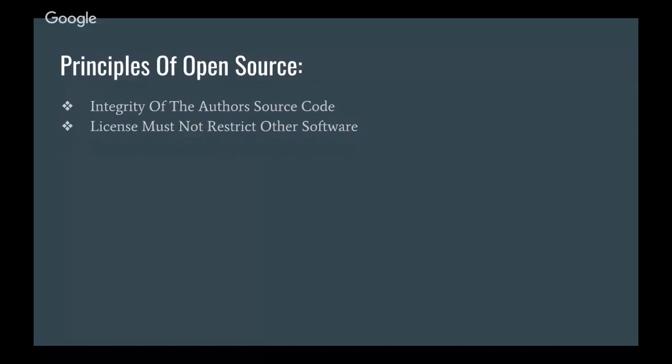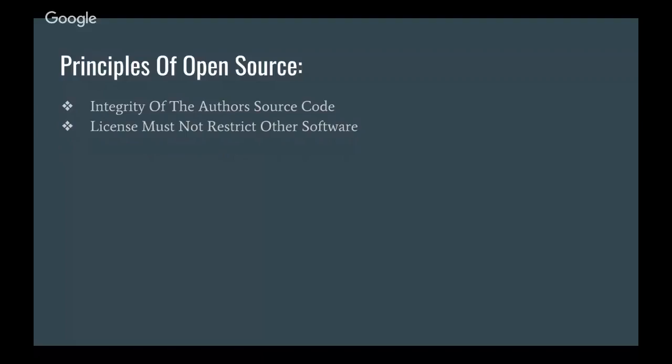The license must explicitly permit distribution of the software built from modified source code. The license may require derived works to carry a different name or version number from the original code. So it has to be different than the original one.